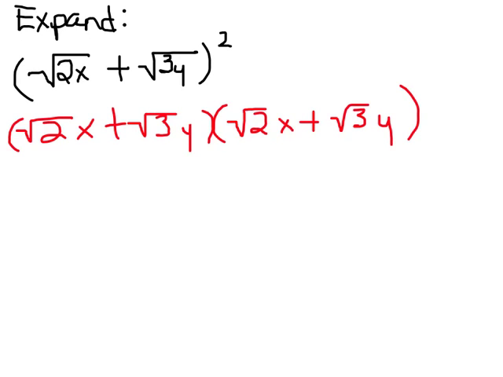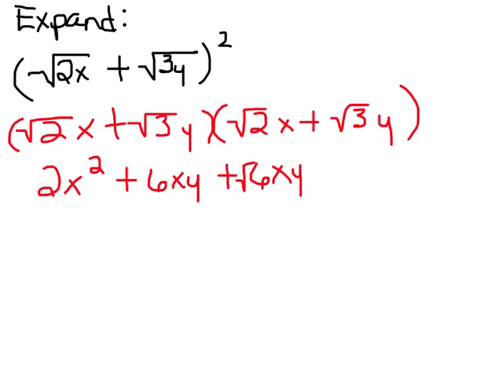Alright, the square root of 2 times the square root of 2 is 2, and x times x is x squared. The square root of 2 times the square root of 3 is the square root of 6 xy. And then the same thing in the middle, we've got another square root of 6 xy. And then the square root of 3 times the square root of 3 is 3, and y times y is y squared.